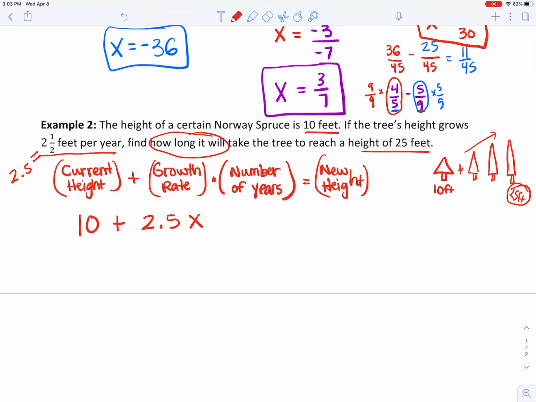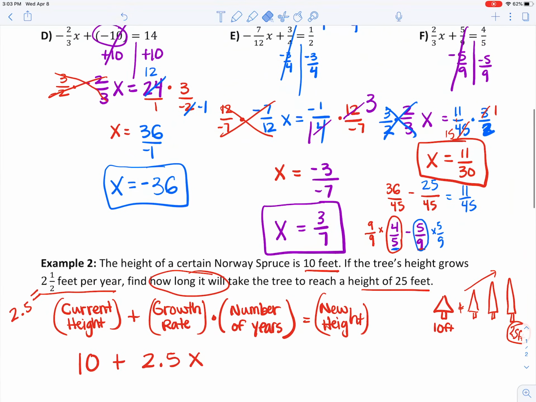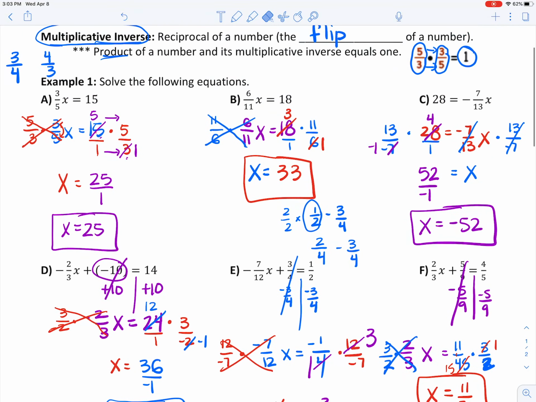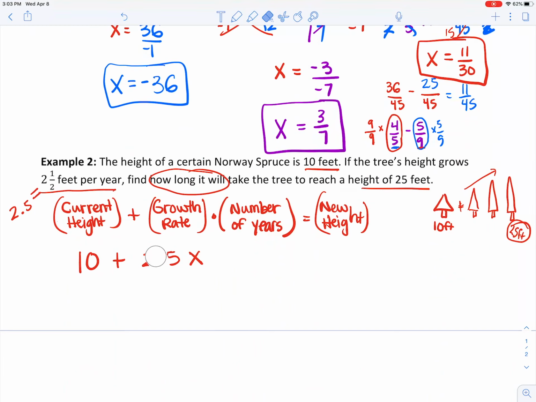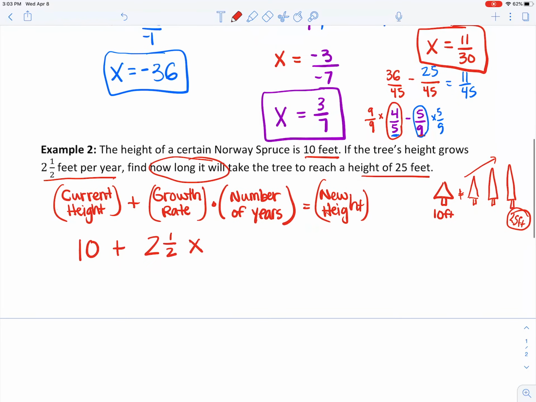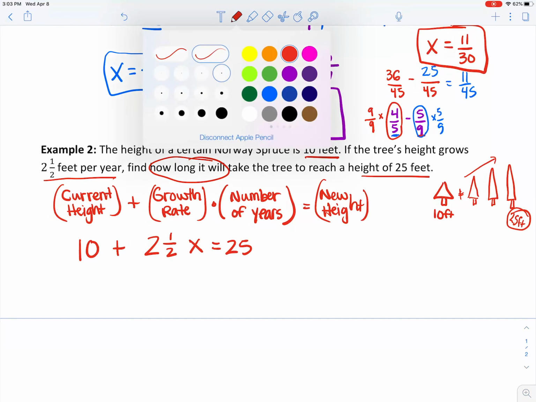Okay, and then, you know what, I'm realizing, sorry about that, I'm going to back up. I personally, to be honest, would write this as 2.5x, but because this example is all talking about multiplicative inverse, today's notes, I am going to keep this as 2.5. Sorry for that mistake. Everybody makes mistakes, right? Just for the sake of our learning objective for today, I'll keep it as 2.5. Okay, and then our new height is going to be 25 feet.